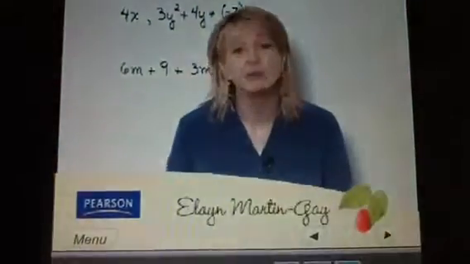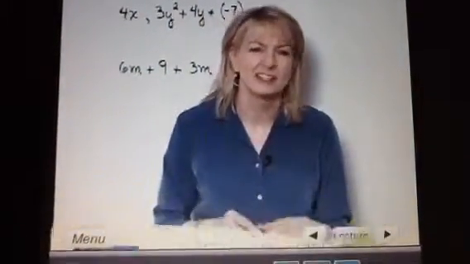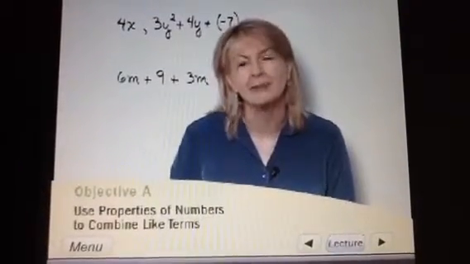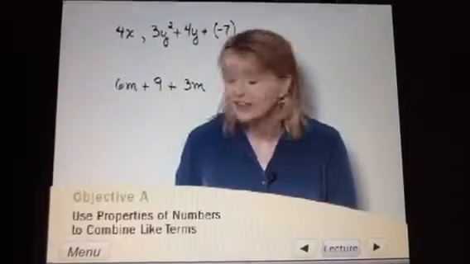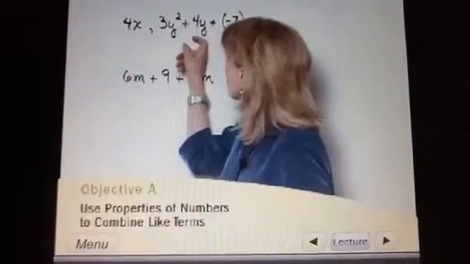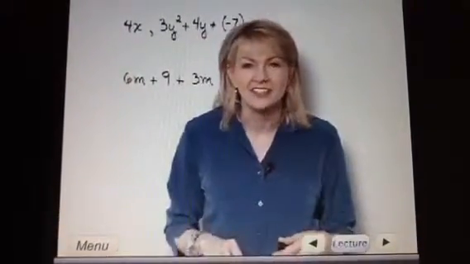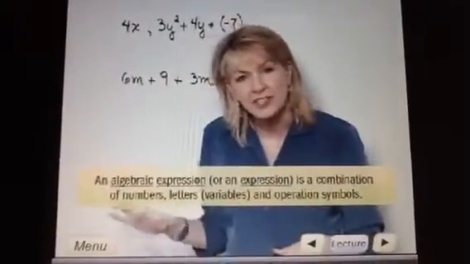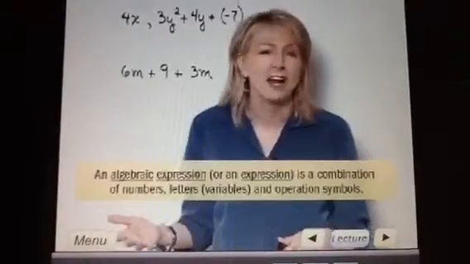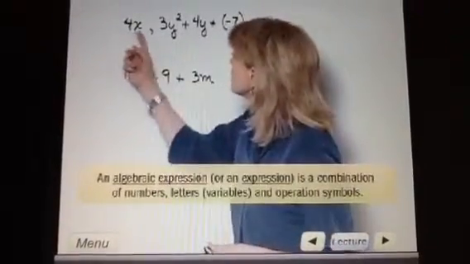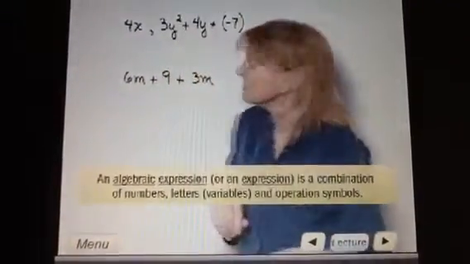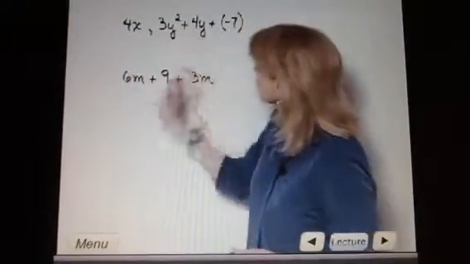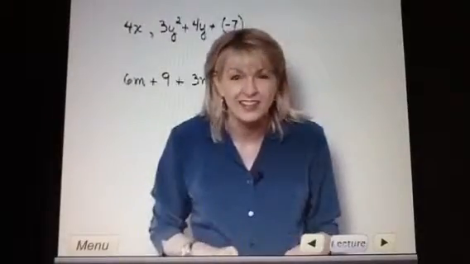During this segment, we will be simplifying algebraic expressions. Let's begin by reviewing some vocabulary terms and phrases. First, these are algebraic expressions, or sometimes we just call them expressions. Remember, an algebraic expression or an expression is a combination of numbers, letters, and arithmetic operations. So this is an expression, this is an expression, and this is an expression.